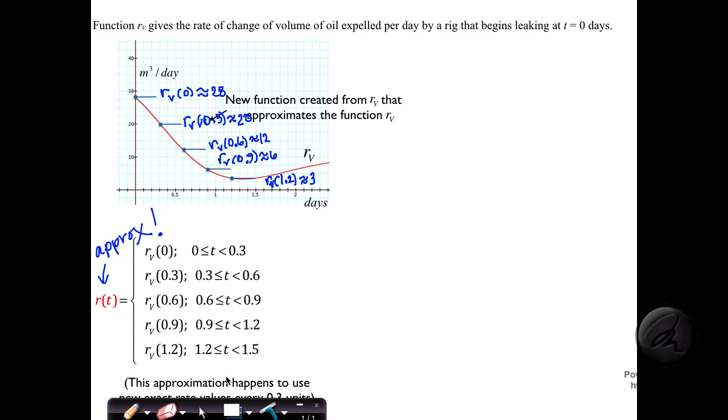And I just did these first few sections here. We could keep going, but 5 pieces of this would allow us to figure out how much oil had leaked over the first day and a half, up to time 1.5. It would be an approximation, and it would be a slight over-approximation.